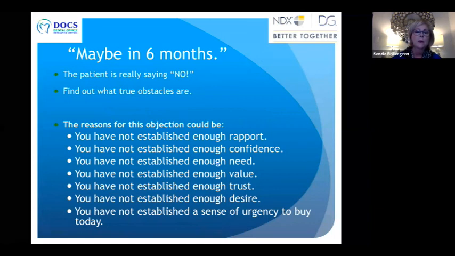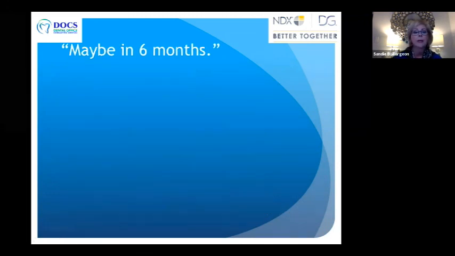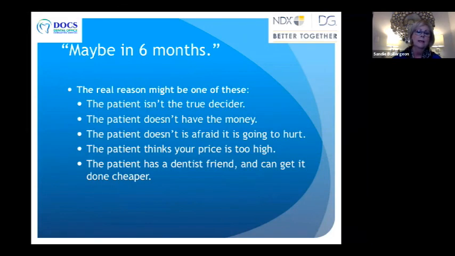So if the patient says, well, maybe in 6 months, really they're saying no. So find out what the true obstacles are. The reasons for the objection could be maybe you haven't established the rapport, maybe not enough confidence, enough need, enough value in the treatment itself, enough trust, and so on and so forth. Or there's no urgency to buy right now because they don't think that there's a problem. So again, using your visual aids. If they say maybe in 6 months, what's going to be different 6 months from now? So think about that. The real reason could be that the patient isn't the true decider.